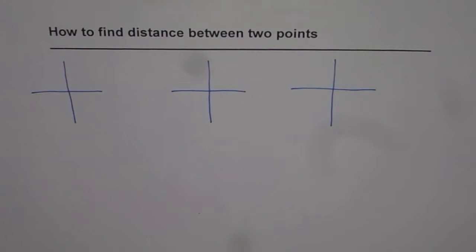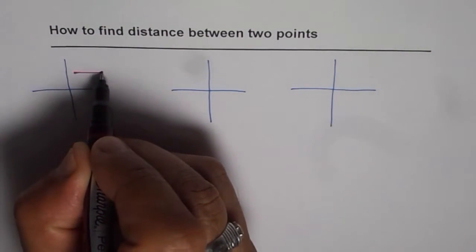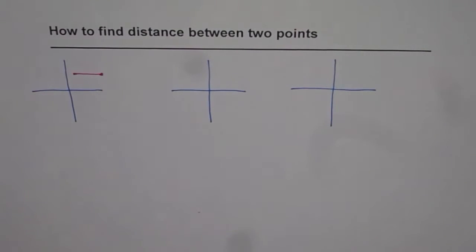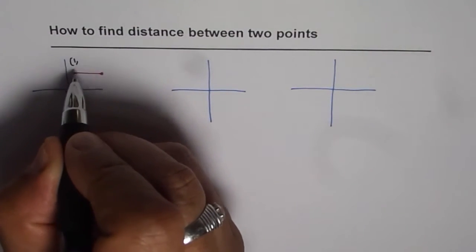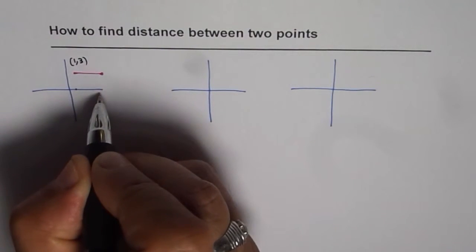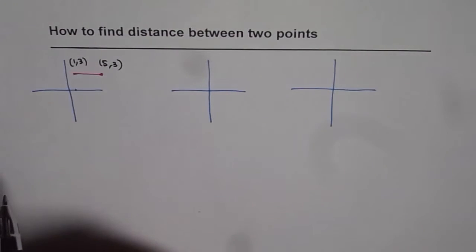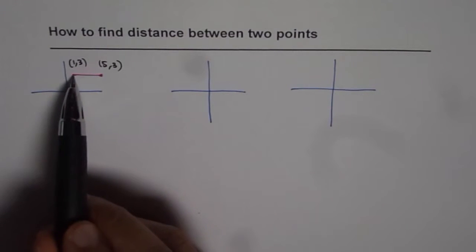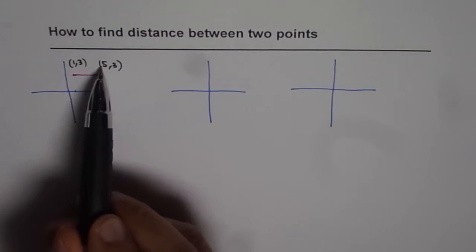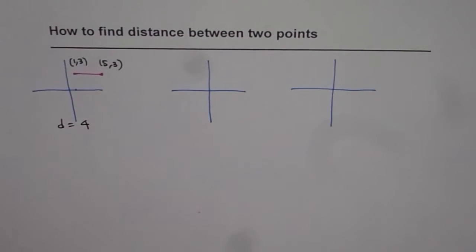Now the first example is that if we have 2 points which are lying on a horizontal line like this. Now in that case the distance between the 2 points should be what? So if I have, let us say, this point at 1, 3 and the other point at 5, 3. So y values are same, x values are different. What is the distance between these 2 points? Well, the distance is difference in their horizontal values, 5 minus 1, which is 4. So we know the distance is 4 units, correct?